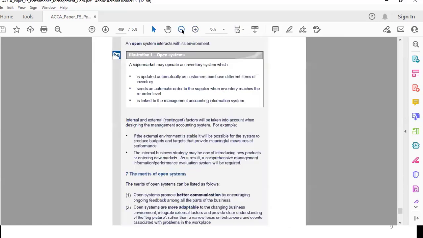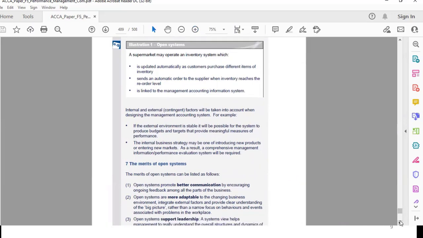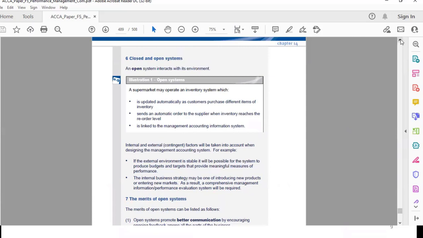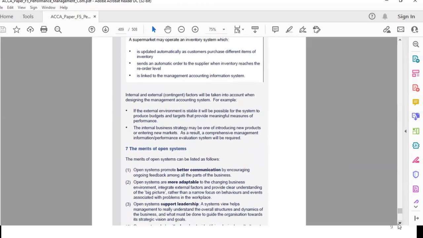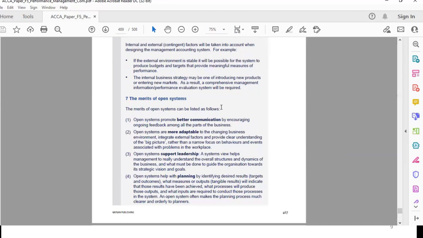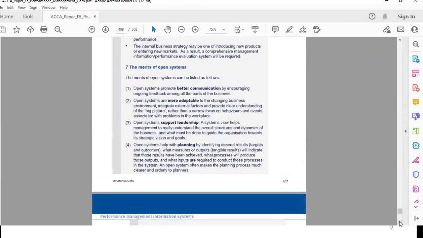So that is the area of focus, then open and closed systems. What are an open system and a closed system? An open system takes information and can have its input from the external environment, and a closed system is one that does not incorporate information from the external environment. So this is a major thing. Open systems merit better communication, are more adaptable, and support leadership and planning. These are the generic views, and they are very understandable. It allows you to see the big picture, and it helps you to update your planning. So this is an open system.